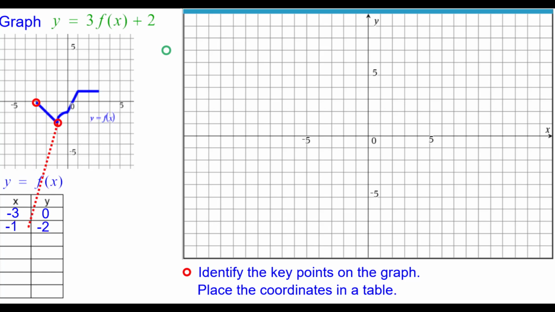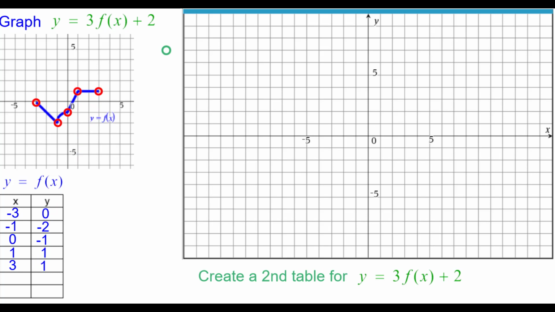The next point is at -1, -2. 0, -1 is the next key point. 1, 1. And then the final key point is at 3, 1.